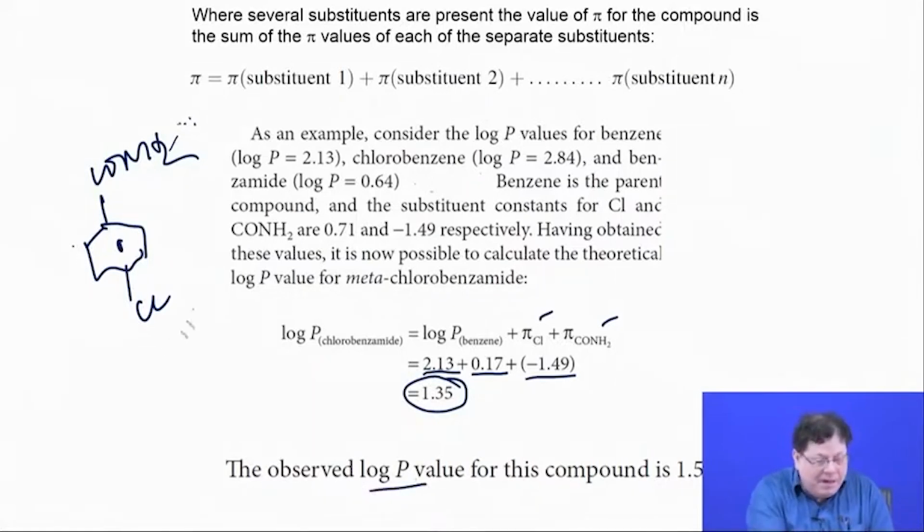Okay. So, now you add all these, you will get 1.35, and what is the observed? If you can make this molecule or buy it, you just do the partitioning between octanol and water, and you see this is 1.51, which is not a bad match. Okay. So, you have some idea of the hydrophobicity.